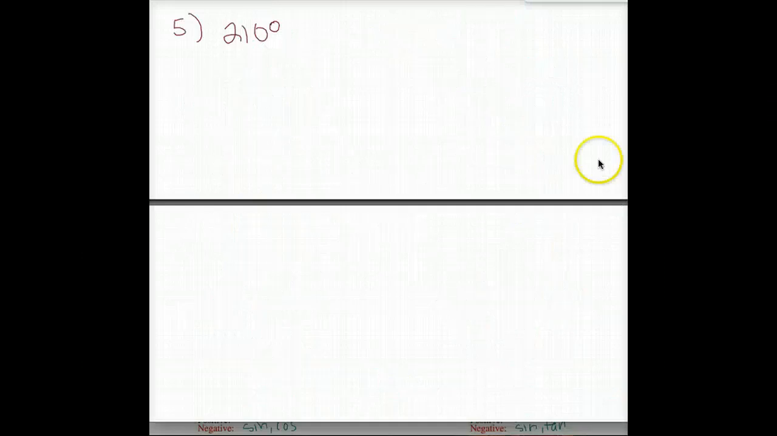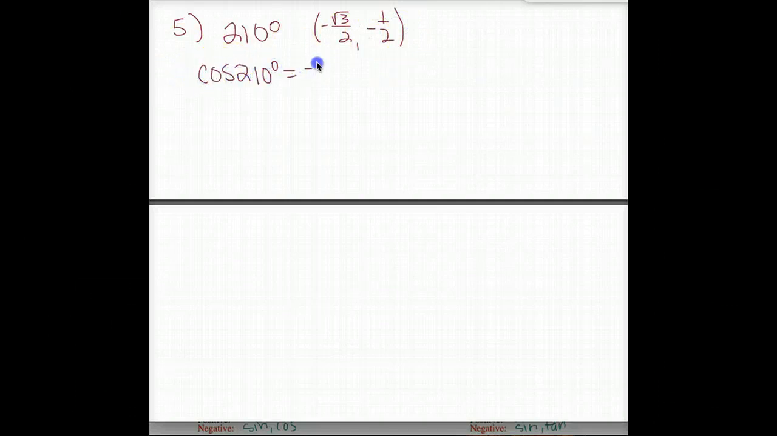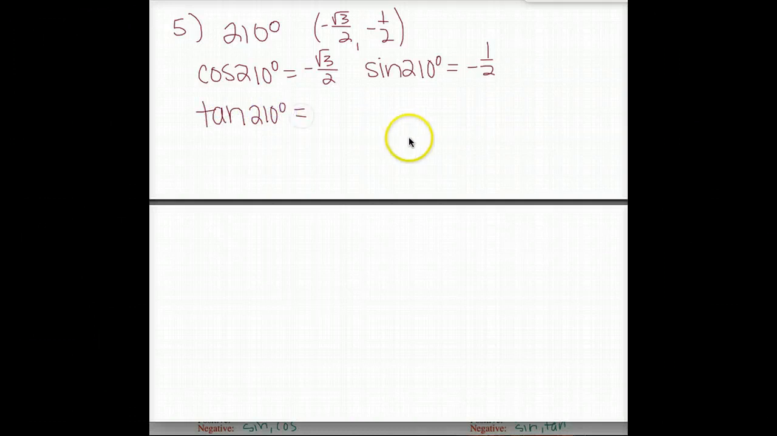Now the ordered pair is not the answer. I am going to list the ordered pair because that helps me to find my answer, but the ordered pair is not the answer itself. So this is my ordered pair, which means for my answer, I would say cosine of 210 equals negative radical 3 over 2. Sine of 210 equals negative 1/2. And then tangent is the only one we need to do work for. You better have work in your homework if you want me to stamp your paper.